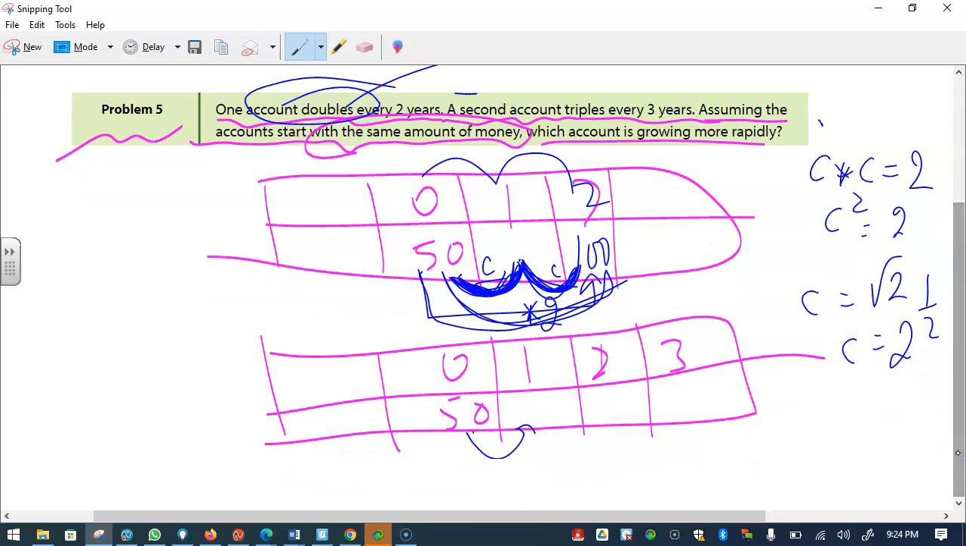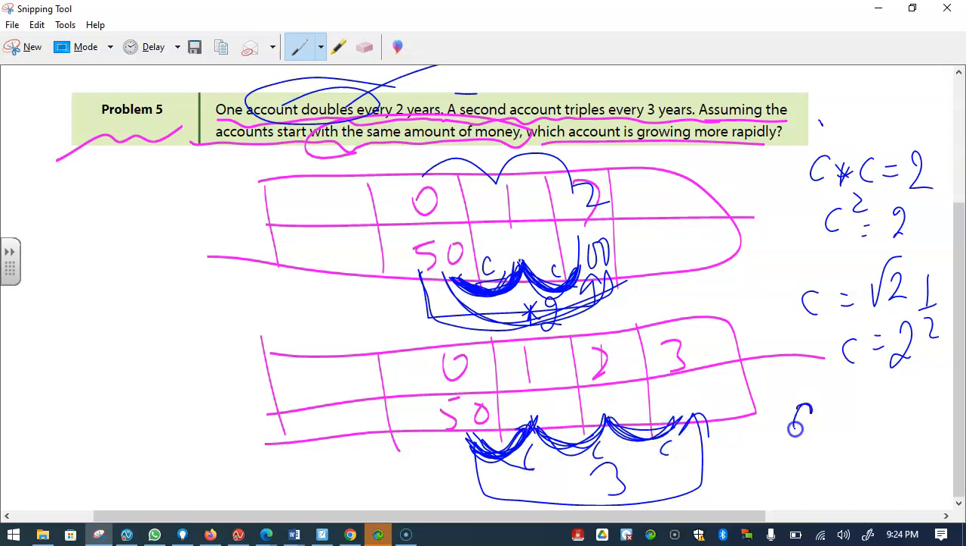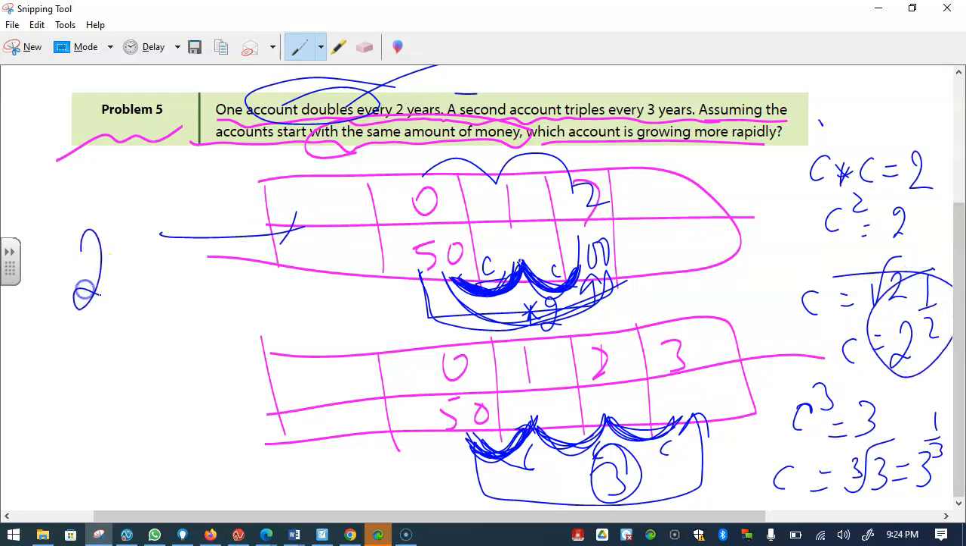And then what about here? This one triples, so this is 3 here. That means we want to know how many C's: 1, 2, and 3. So C, C, C. So C cubed should be 3. So C is the cube root of 3, which is 3 raised to 1/3. So each year, the growth factor for the first one is 2 raised to 1/2. For the second one, the growth factor is 3 raised to 1/3.